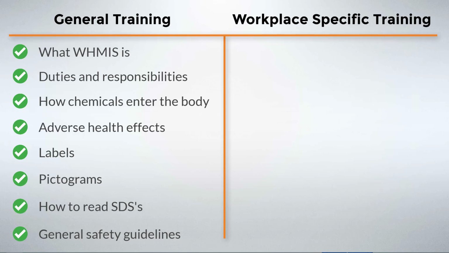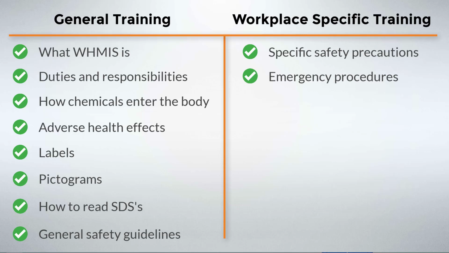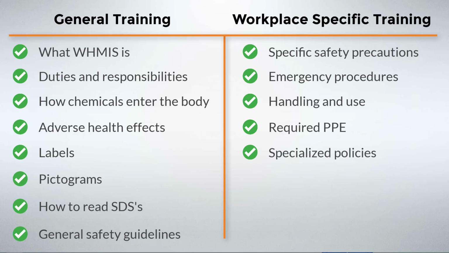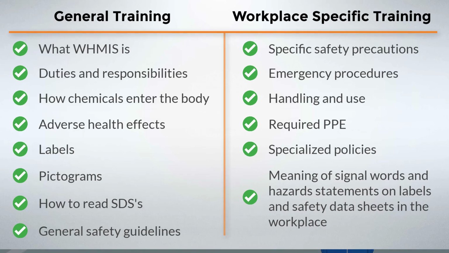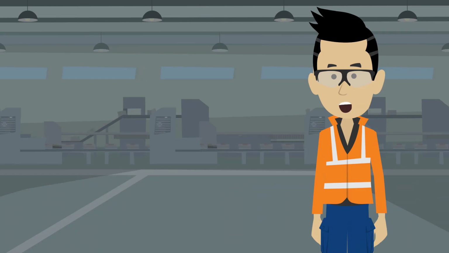Topics typically covered in workplace-specific training include specific safety precautions, emergency procedures, handling and use requirements, required PPE, where to find it and how it's used, specialized policies and procedures, the meaning of all signal words and hazard statements on labels and safety data sheets in the workplace. When reviewing the topics, it's easy to see that both education and training are required to adequately protect workers and establish a complete WHMIS training program.